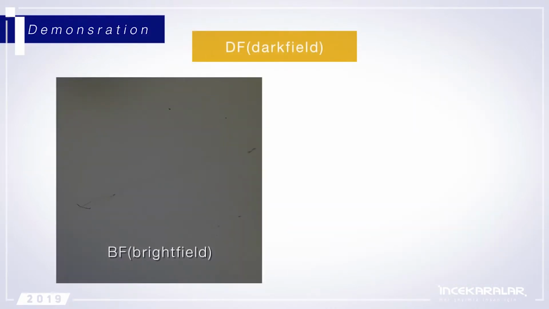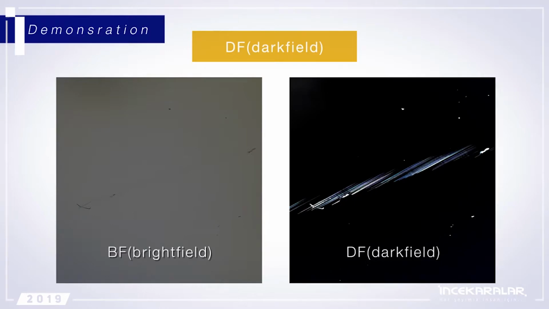This is dark field observation. You can highlight dust, scratches, and other objects by obliquely illuminating the sample with grazing incident light. The result is that dust and scratches will look bright against the dark background.